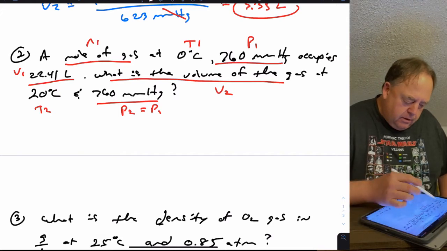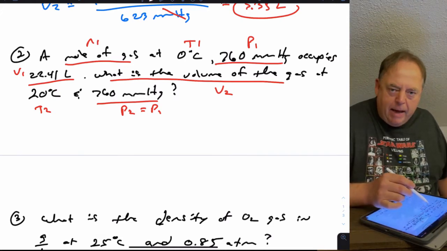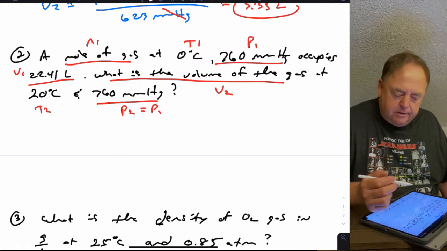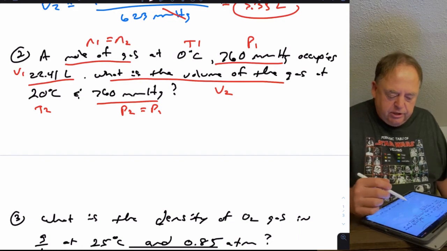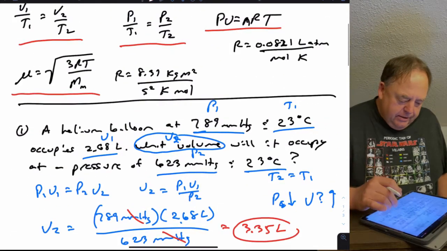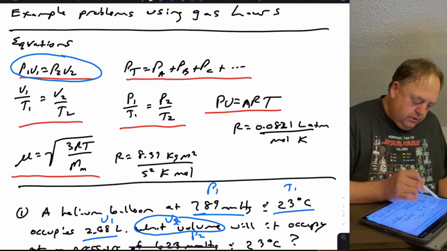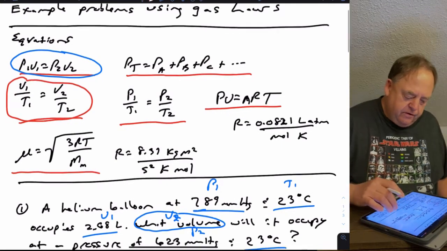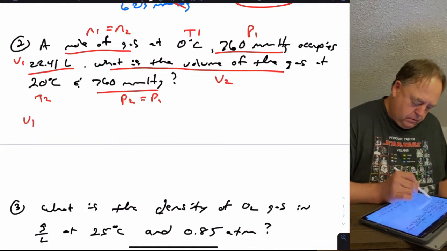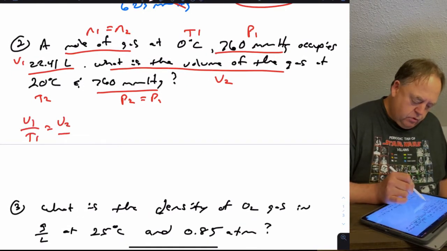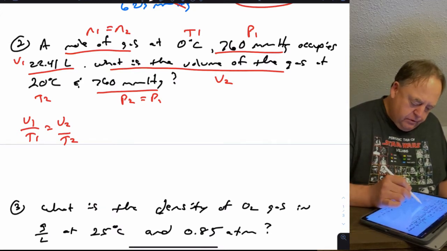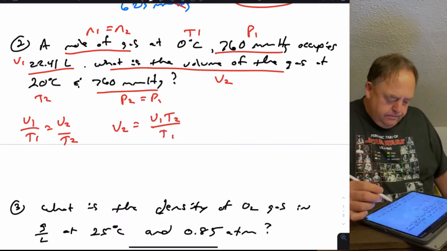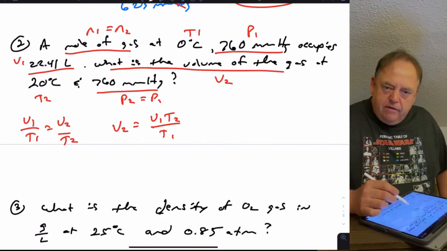The question doesn't say anything else about the amount of gas, so the moles of gas must be constant as well. The amount of gas is not changing, so the only things changing are volume and temperature. What equation relates volume and temperature? It's going to be Charles's law. So you need V1 over T1 equals V2 over T2. You're asked for the new volume, so solve this for V2. V2 equals V1 T2 over T1, and then plug in values and solve.